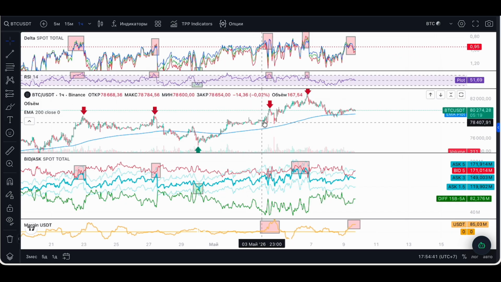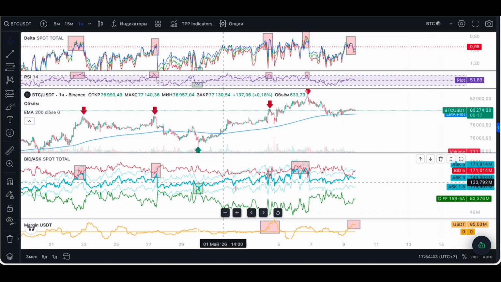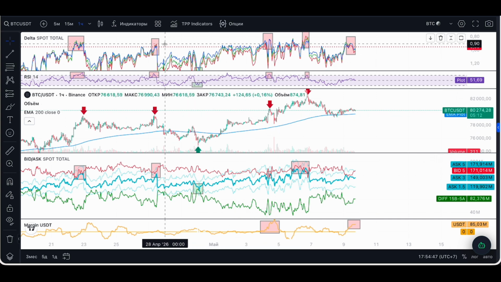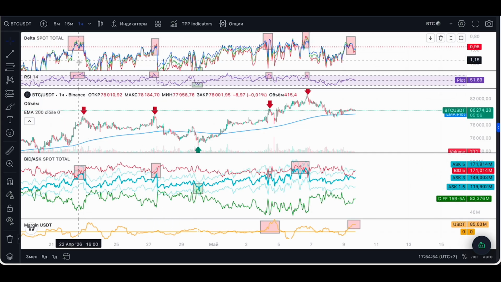Here, this is the seller zone, but there was no crossing, so I just keep this area. For example, here, this is the seller zone. We can look for the short position. Here, this is the seller zone.